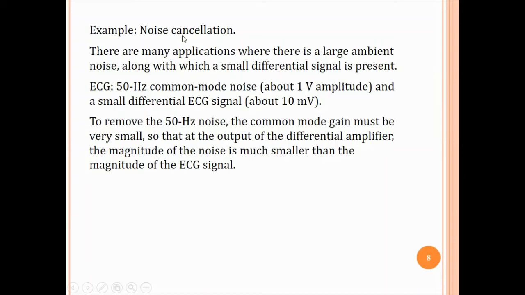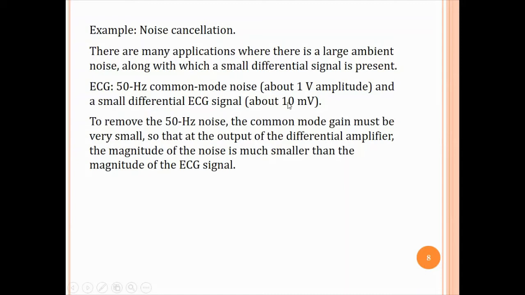The ECG signal on the other hand is a few millivolts. The ECG signal is a differential mode signal. The 50 hertz signal is a common mode signal. We don't want the common mode signal to be amplified. We want the differential mode signal to be amplified.